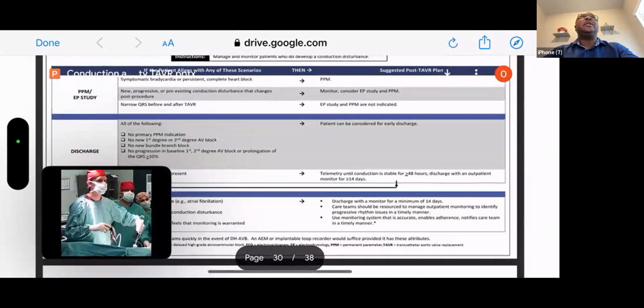On discharge, if they do not have any need for a pacemaker, there's no new first degree or second degree AV block, and no new bundle branch block, the patient can be discharged early. Usually we discharge them the next day if there's no problem. If there is a problem, we keep them at least 48 hours. Even when we discharge them, sometimes we put a cardiac monitor on them for at least 14 days. Some colleagues have even recommended a loop recorder for more than 1 year. This is something you need to think about.